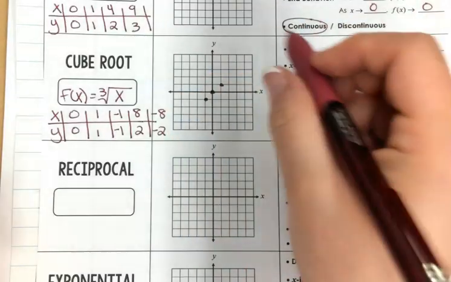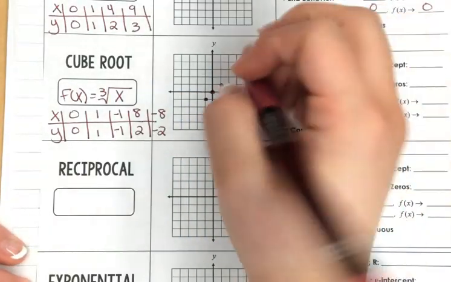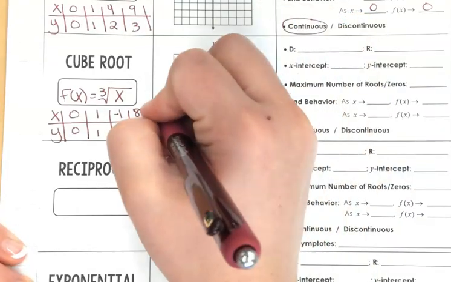So it's going to look similar to the cube function, but instead of going up so high, it's going to go out horizontally a little bit further.